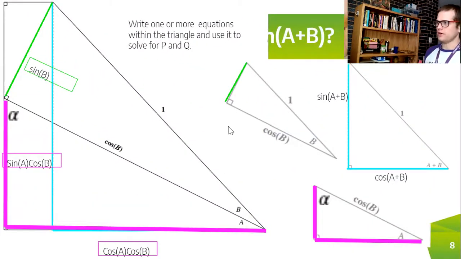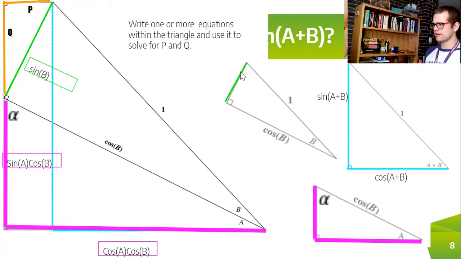What I'd like to do now is write one or more equations within the triangle and use it to solve for P and Q. Where are P and Q? They're going to be up there. I guess you needed a fourth color. My bad. But there's P and Q. Well, how are we going to solve for them? We have a hypotenuse, but we don't have any angles. Or do we? There's an A that popped up in there.